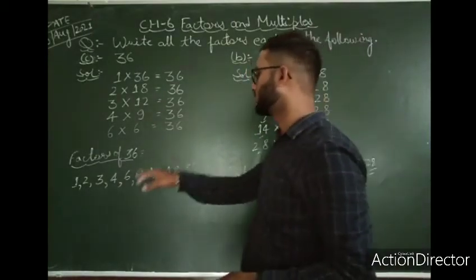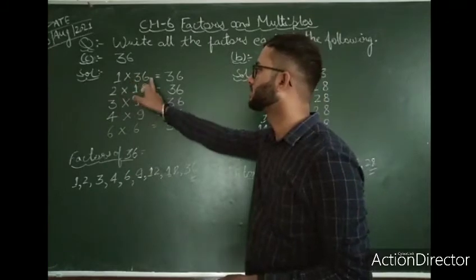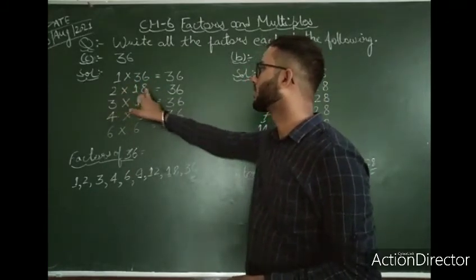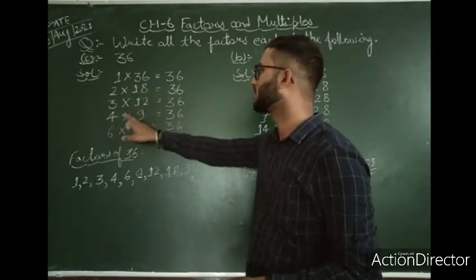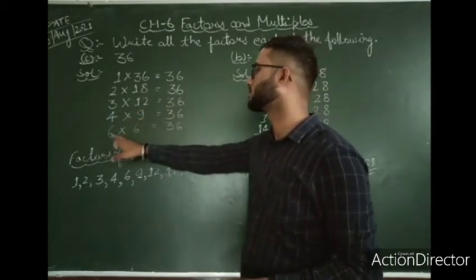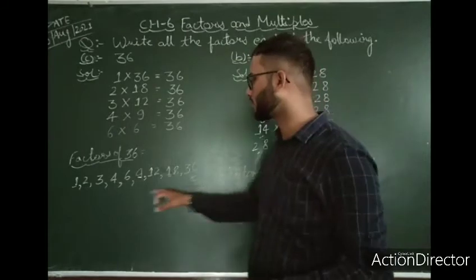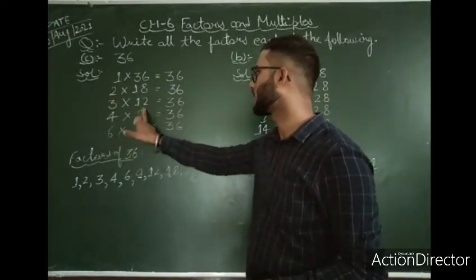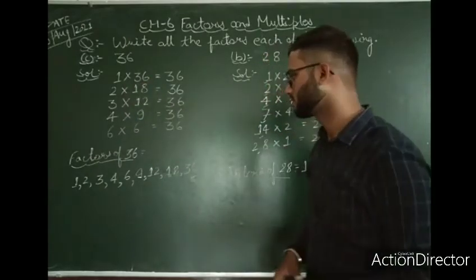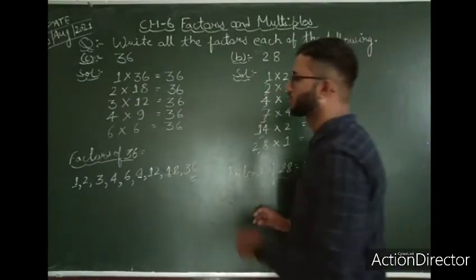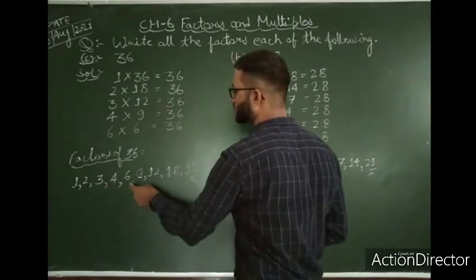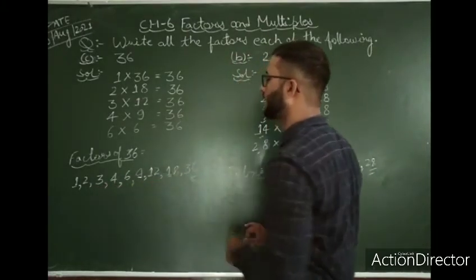You can also write the factors of 36 like 1, 36, 2, 18, 3, 12, 4, 9, 6, but here we write them in proper sequence. So we write 1, 2, 3, 4, 6, 9, 12, 18, 36. So the factors of 36 are 1, 2, 3, 4, 6, 9, 12, 18 and 36.